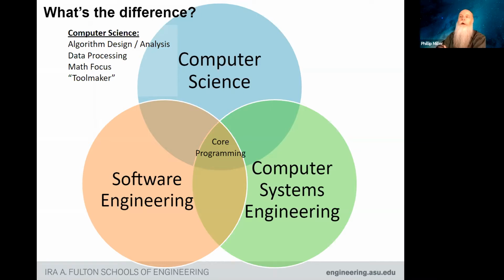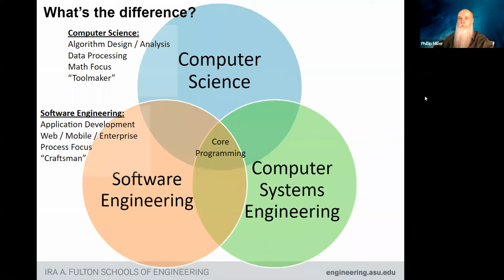So algorithm design and analysis is a big part of it. Data processing, you've probably heard the term big data. There's a fairly heavy focus on mathematics because of the theoretical underpinning, and computer scientists are often at the forefront in building the tools that your software engineers and your computer systems engineers are going to leverage. And do you want to talk about software engineering also?